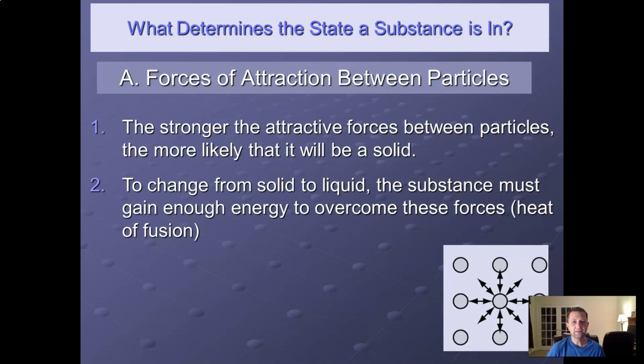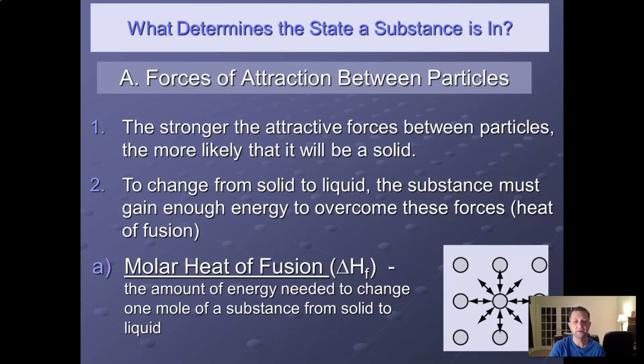Okay, the second thing that determines the state of matter a substance is in, besides attractive force, is going to be temperature and pressure. So to tie that in here, to change from solid to liquid, the substance must gain enough energy to overcome those forces. There's some force of attraction holding particles together, right? In order for those particles to spread apart more and melt, you need to supply energy for that to happen and give those particles more energy so they can move faster and move apart from one another, right?